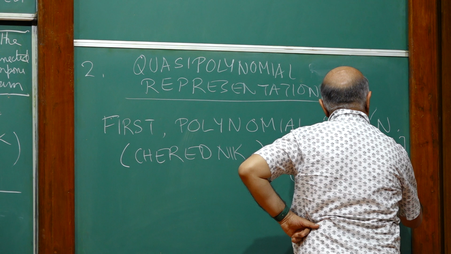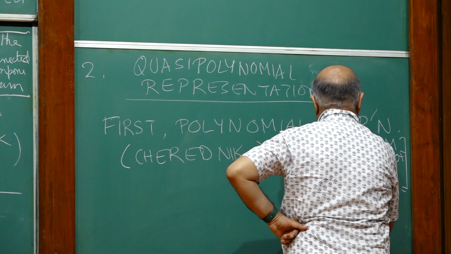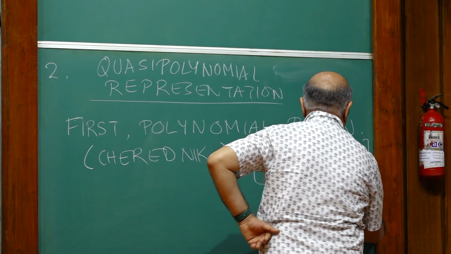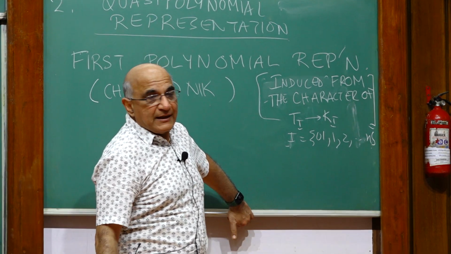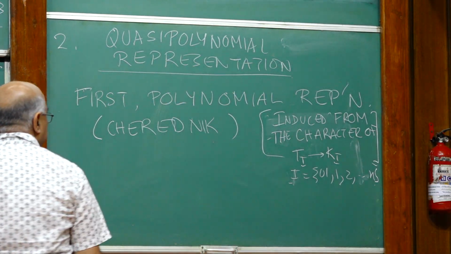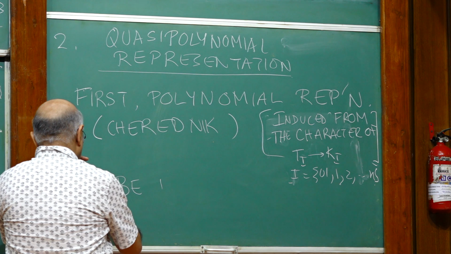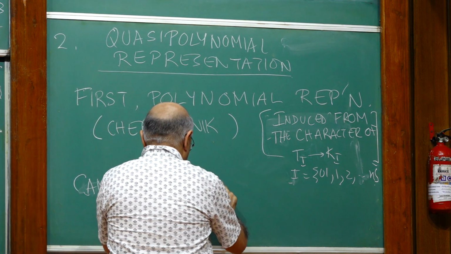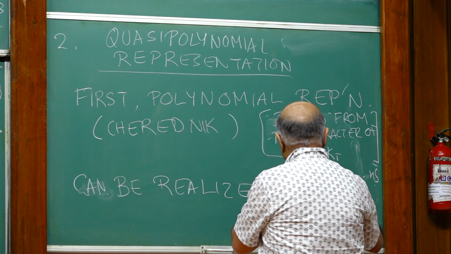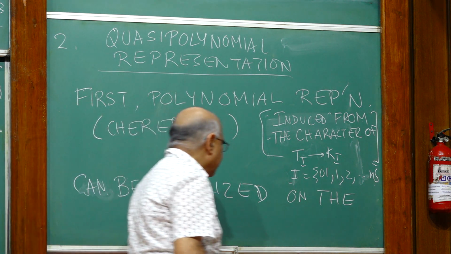So this is 0, 1, 2, 3, up to n. And you can actually realize it on the group algebra of the lattice X. Well, X is already the group algebra of a lattice.